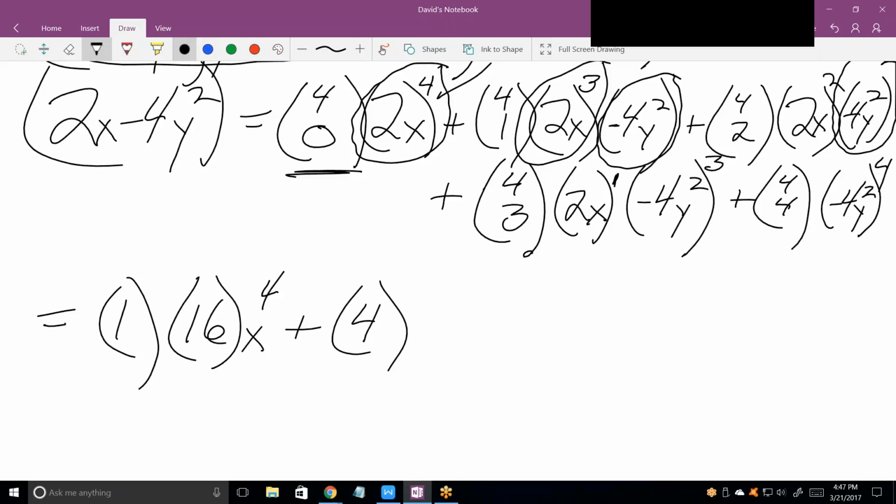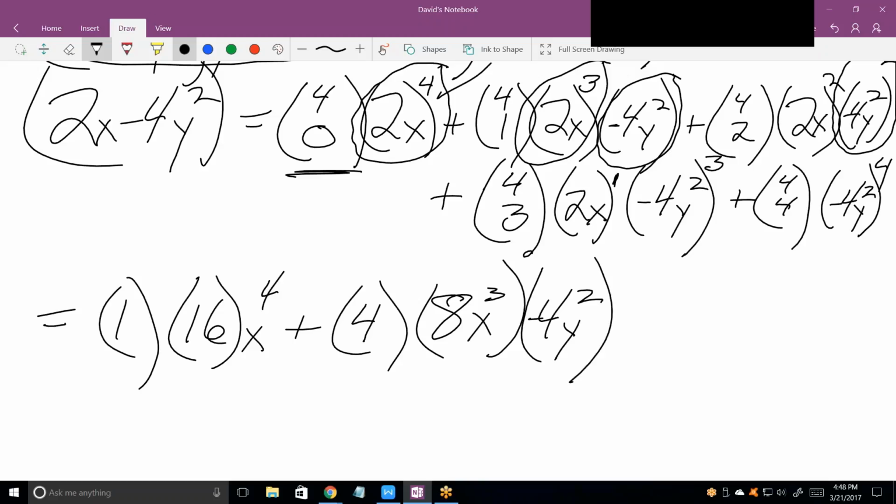Okay. So what's 2x cubed? 8x cubed. And that's just minus 4y squared to the 1 power. Now, let's keep going. What's 4 choose 2? 6.